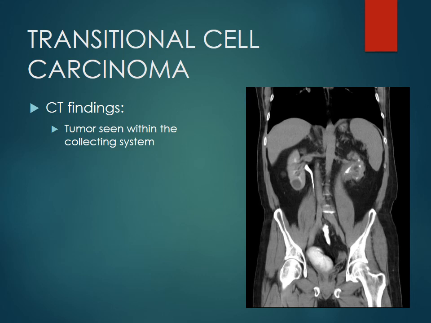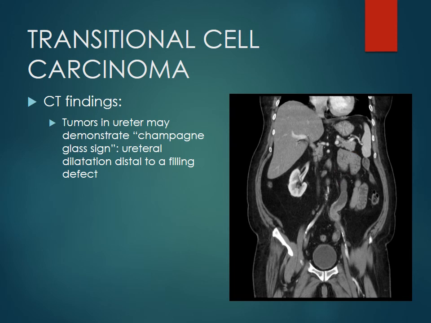The CT finding for transitional cell carcinoma would be a tumor appreciated within the collecting system. As indicated by the red arrow, a heterogeneous enhancing mass is seen at the region of the left renal pelvis. The tumors in the ureter may also demonstrate the champagne glass sign, wherein there would be ureteral dilatation distal to the filling defect, as shown by the red arrow.